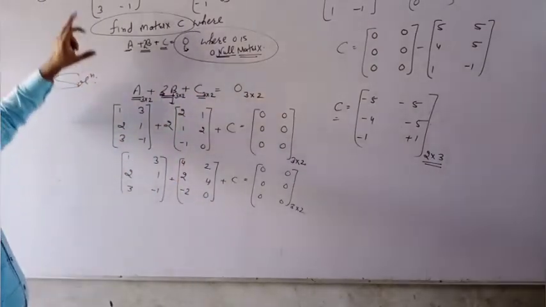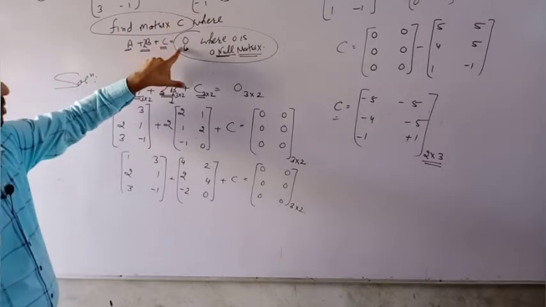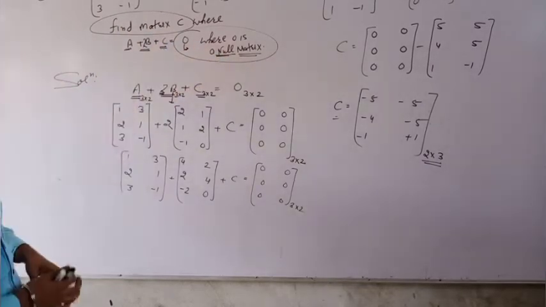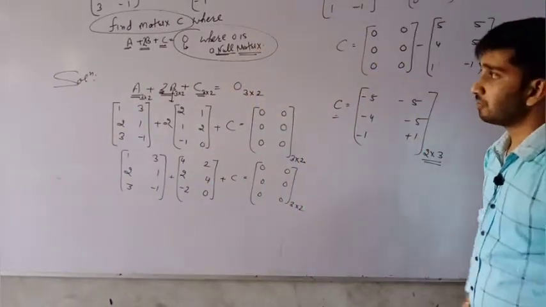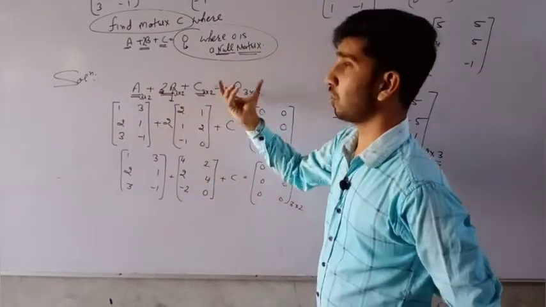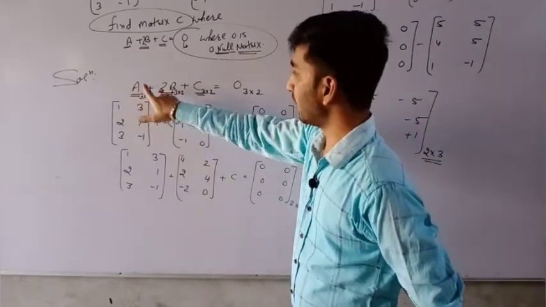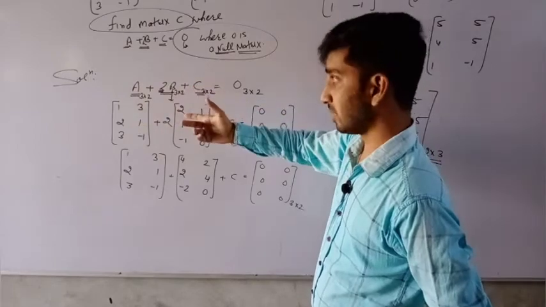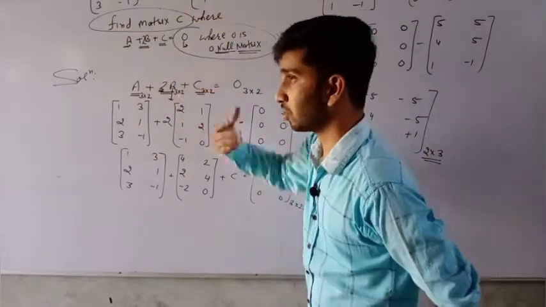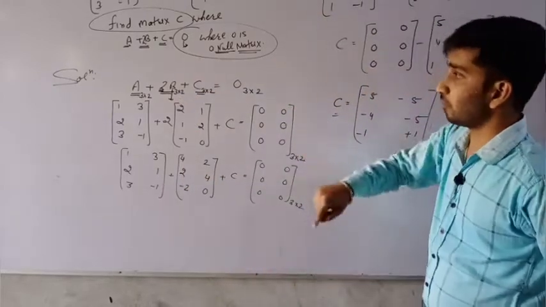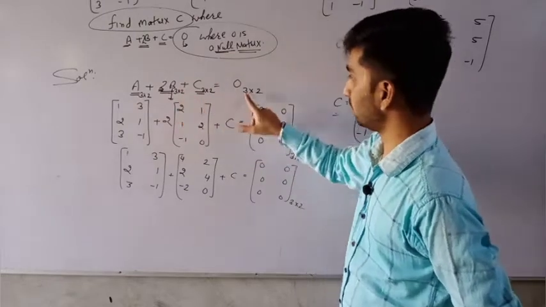This is the property: find matrix C where A plus 2B plus C is equal to 0, where 0 is a null matrix. So it is given that A plus 2B plus C is equal to 0. If we want to add or subtract two or more matrices, then their order will be the same. If we want to add A, B and C, their order will be the same. Order of A is 3 multiply 2, order of B is 3 multiply 2. So it is clear that the order of C will also be 3 multiply 2, and the result is also a matrix of the same order, 3 multiply 2.